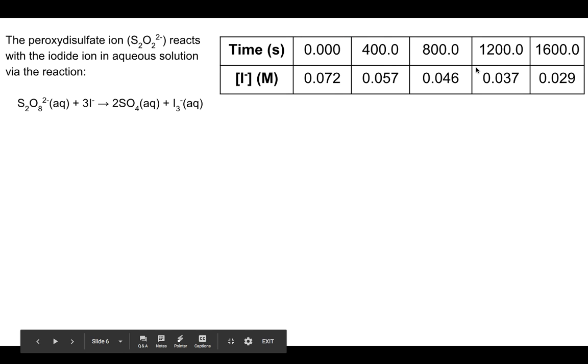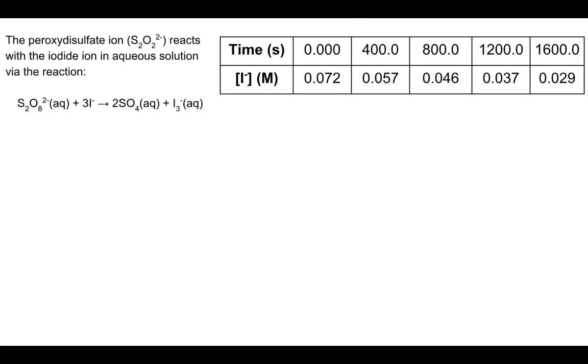Okay, guys, one more practice here. So again, we are looking at kinetics or rate. So we've got the peroxydisulfate ion, which is S2O8 2-, and it reacts with the iodide ion in aqueous solution via this reaction.